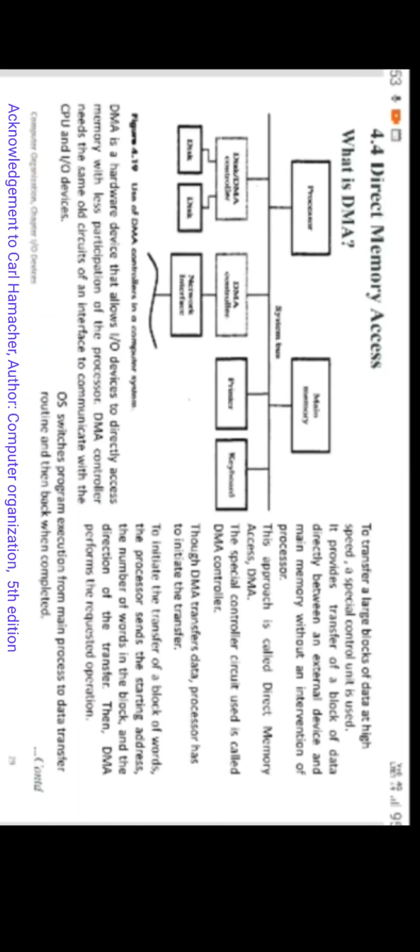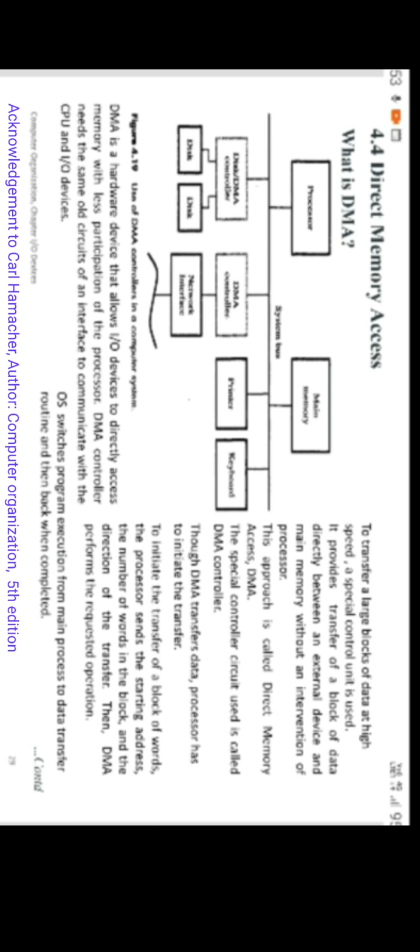Today we shall discuss direct memory access, that is DMA. So first, what is DMA? DMA means direct memory access, the approach which is used for huge block of data transfer between main memory and external devices. And what is a DMA controller? The DMA controller is the special controller unit or interfacing circuit that does direct data transfer here.